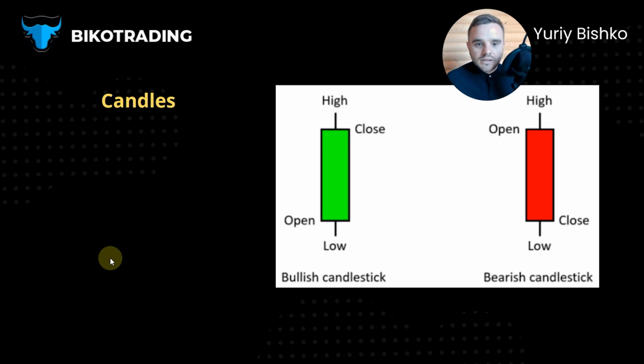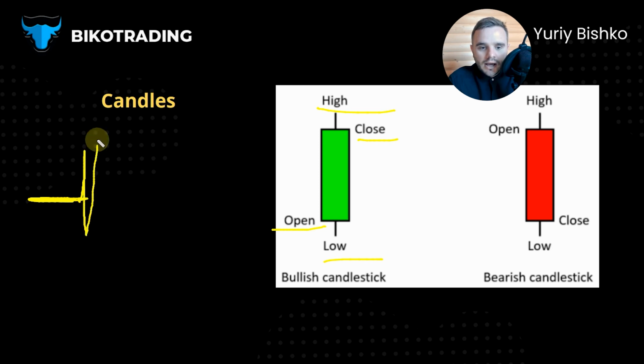Let's start from the basics. It is about candles, how to read candles. Honestly, a candle is a really beautiful thing. I like candles because they show you a lot of information. How are candles created? First, candles show you four types of information: open, close, high and low. How is a candle created? Price starts, the candle opens, after that price fluctuates, and for example, the candle closes here.